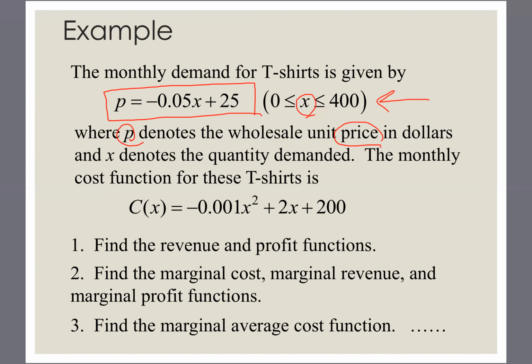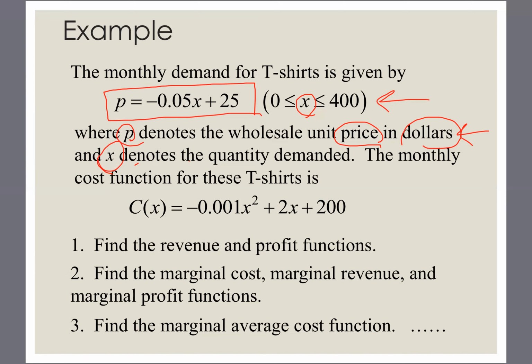P means price in dollars. Here they use dollars, but no worry about that, because here we want to emphasize the money, that means rupees or any type of money. And x denotes the quantity demanded, right? Here x means quantity.